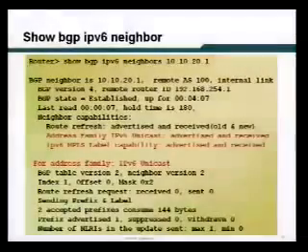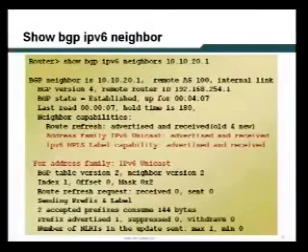Some of the commands, I'm going to go really fast through some of the show commands. Show BGP IPv6 neighbor. What you want to see there is that the address family IPv6 unicast is negotiated, and that the capability is advertised and received.